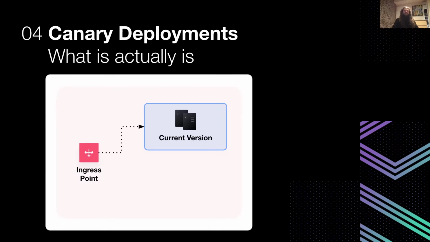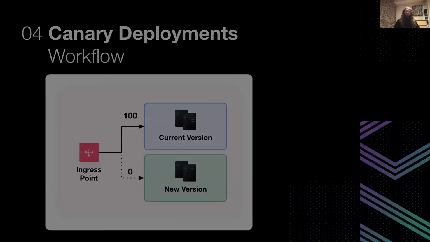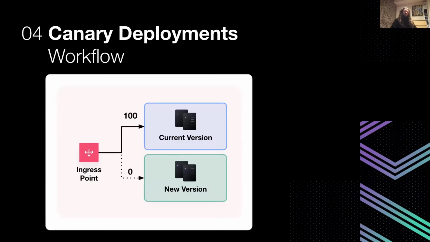Now, imagine, if you will, an ingress point into your application that gets routed and hits a specific current version of your platform. We would like to introduce another version, be it for new functionality or for a new feature set or for beta testing or for new UI testing, it doesn't matter. Then we introduce this new version, and so far the traffic is going towards the current version. 100% of that traffic is going to the current version.